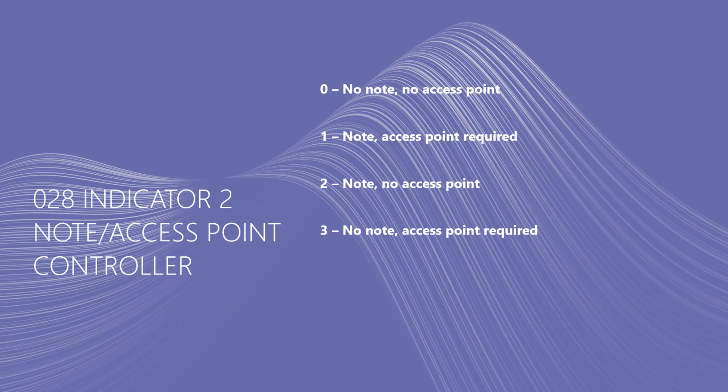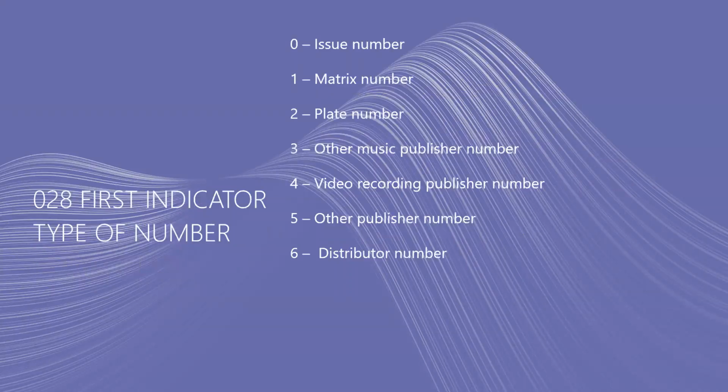3 does not generate a note, but the access point is required. So this one, you would have the access point with the number, but it might not be displayed. 028, first indicator, is type of number. So now we can look at the first indicator. There are 7 options for the first. Most deal with music, but there is 1 for videos, as well as a couple that might apply to a video. So we're going to take a look at each.